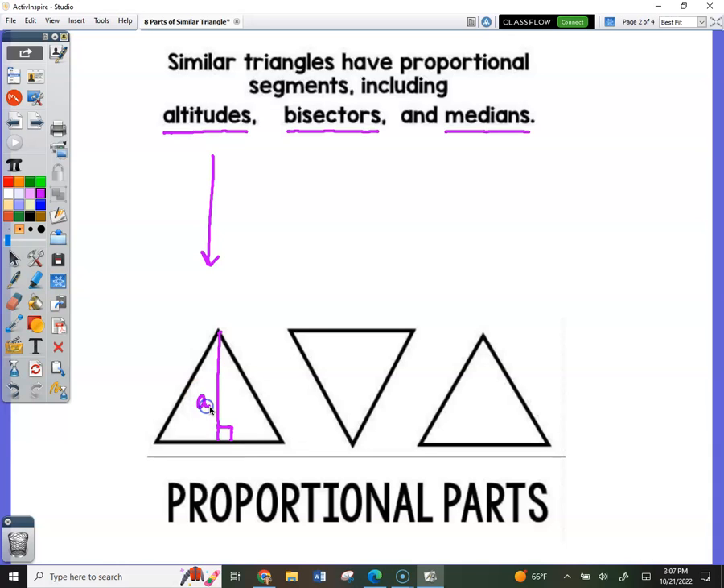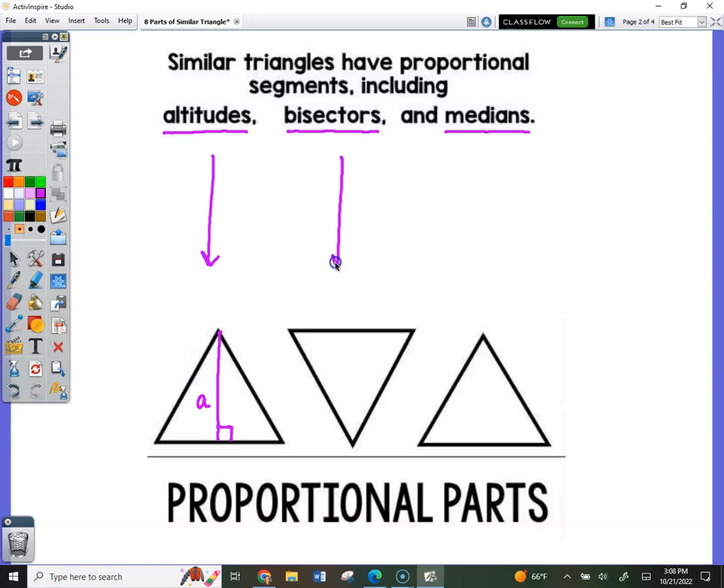I'm going to call it little a for altitude. So think of altitude as the height of a triangle. And once again, it can be dropped from any corner. It would just go to the opposite side. Okay?